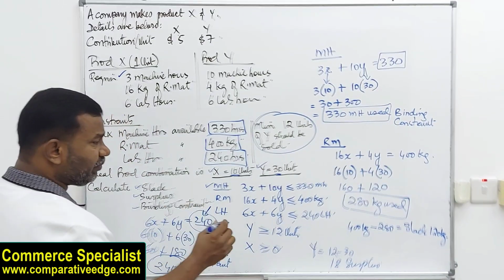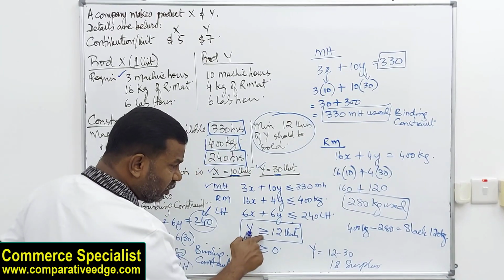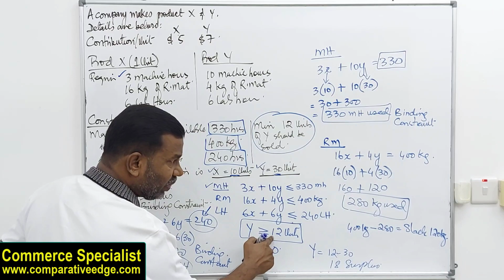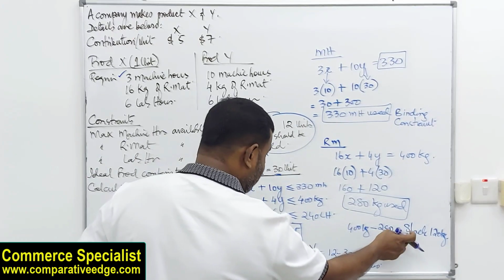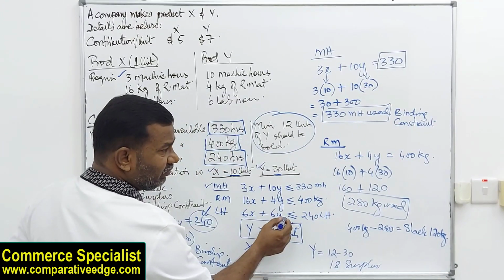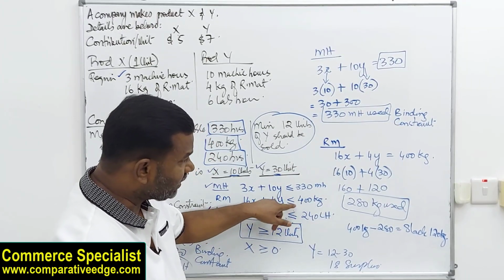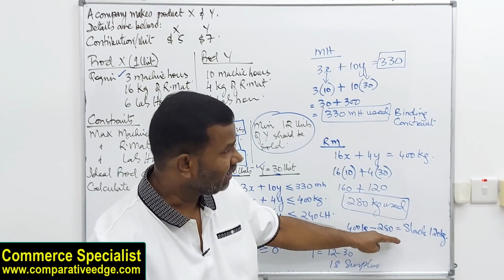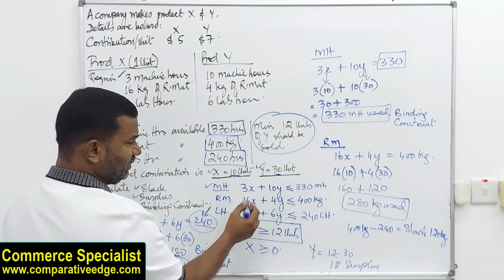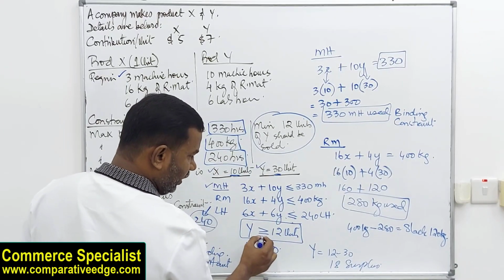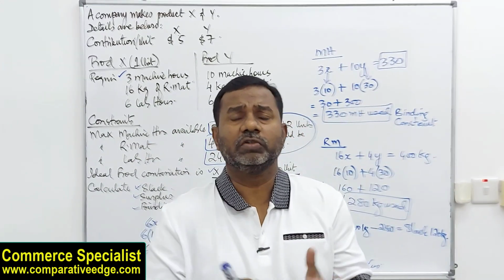Surplus, please note, will only come when you have a greater than or equal to constraint. Slack is possible if you have a less than or equal to constraint. Means you have maximum 400 kilograms, you used only less. So if a less than or equal to constraint is there, slack is also possible. Binding constraint is also possible. But if it is greater than or equal to, then there is a possibility of surplus. So guys, I hope you have understood linear programming.